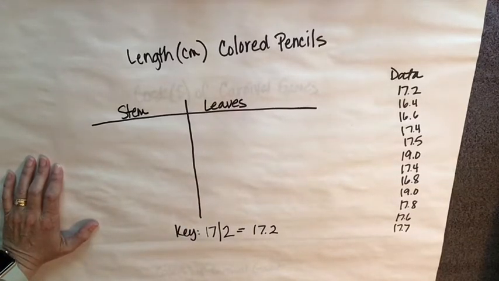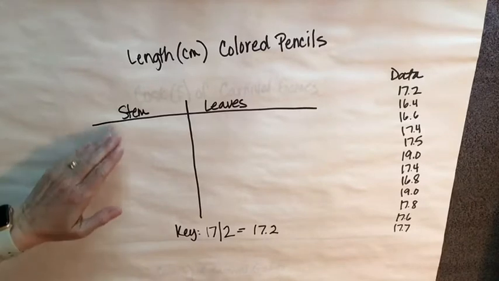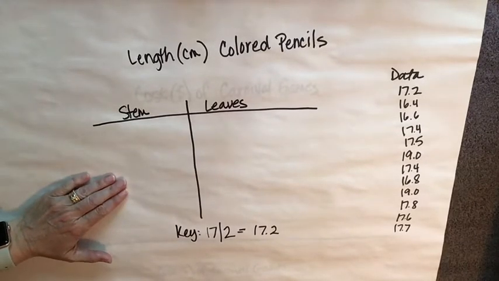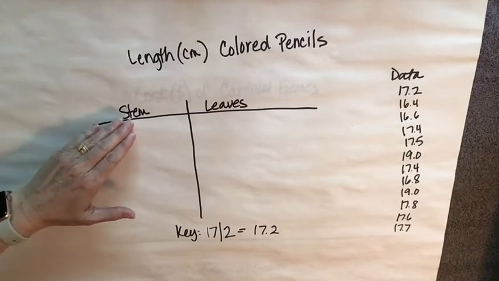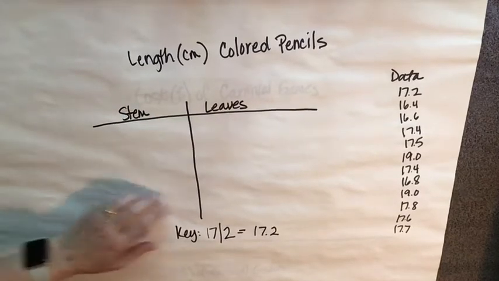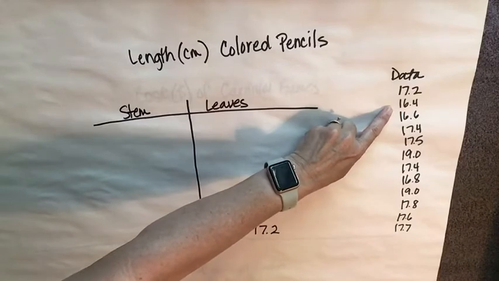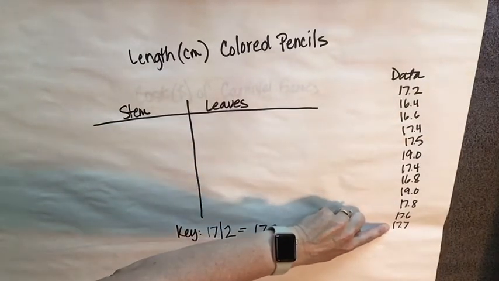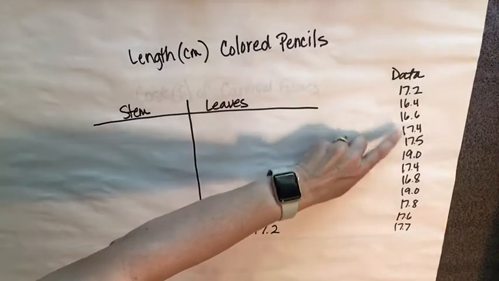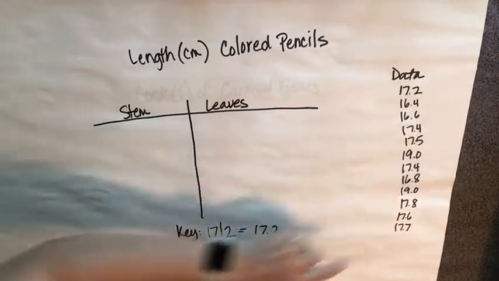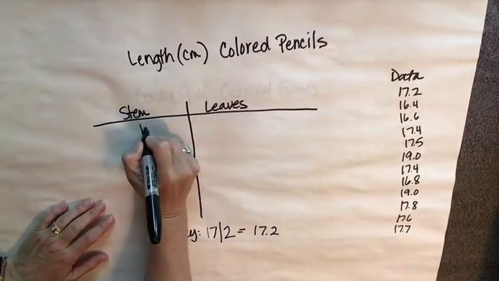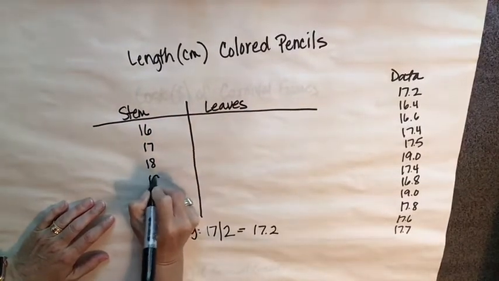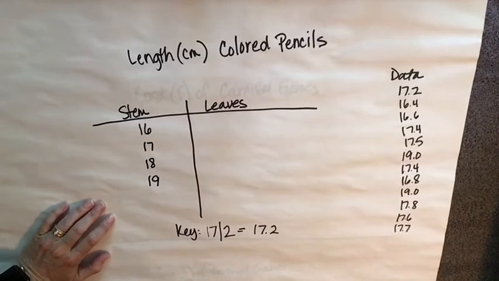Now I need to look at my data and figure out what would the lowest stem be and what would the highest stem be, because our stems will be in order from least to greatest. And I can look over here and see that I have stems that are 16s, but I don't see anything less than 16. And then my highest stem is a 19. So I need all the stems 16 through 19. I list them in order from least to greatest.